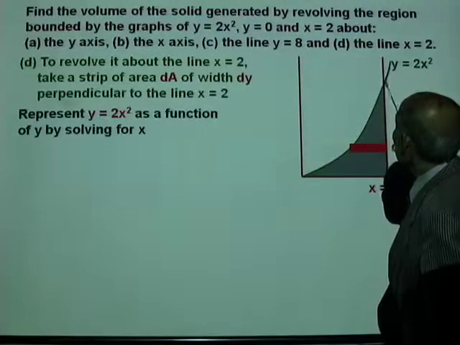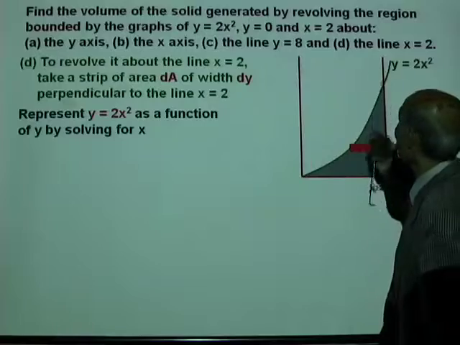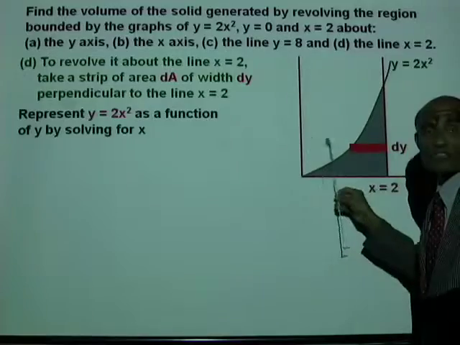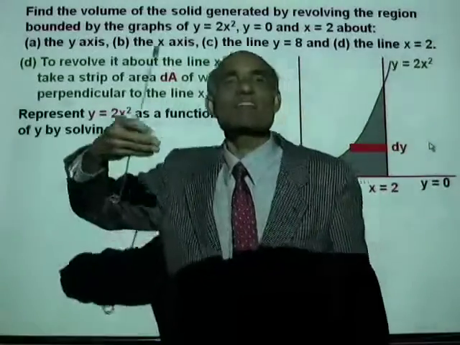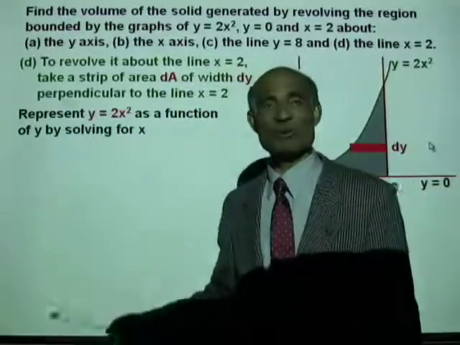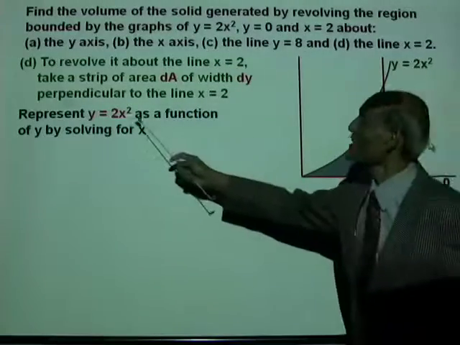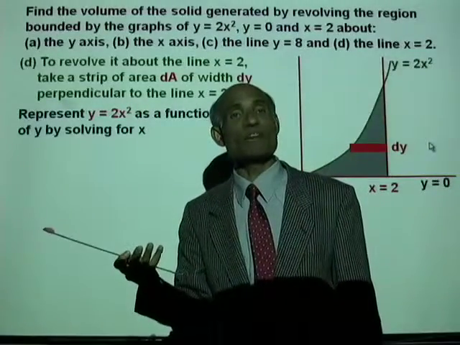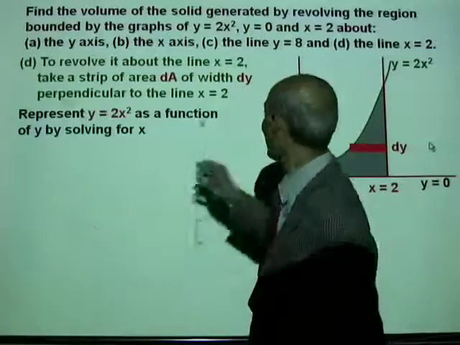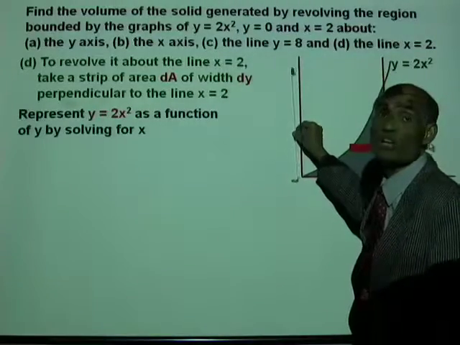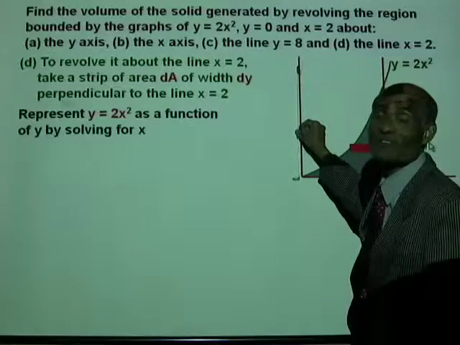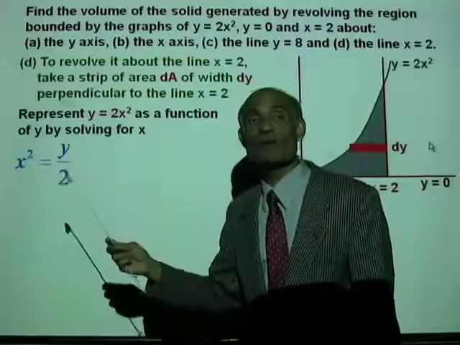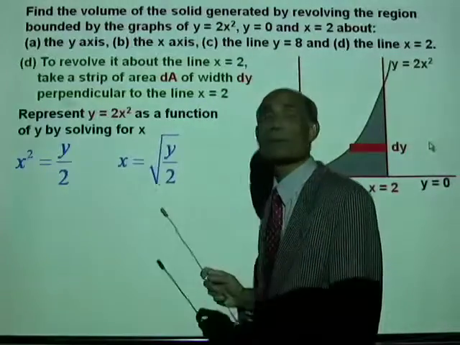That means you need to represent y equal to 2x squared as a function of y, because this time we are measuring these distances. We need to represent the function as x equal to something. I hope you are now clear with this. We need to do that by solving for x. We actually did that earlier when we obtained the volume of revolution about the y-axis. What did we obtain? x equal to square root of y over 2. Is that right? We did that already.